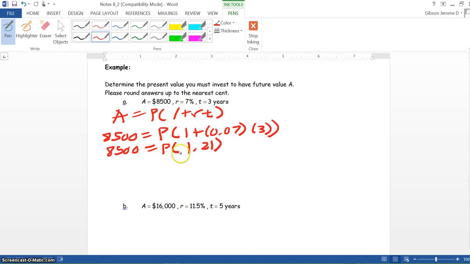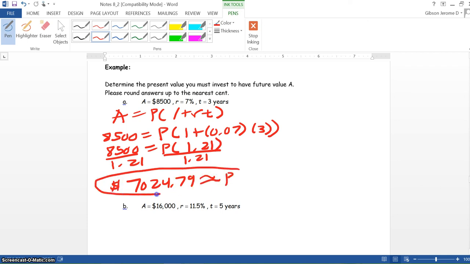Now, our next step after this, we would divide each side by 1.21 to get P by itself. 8,500 divided by 1.21 will give us $7,024.79. And that will be the approximate value of P, which is your initial principal.